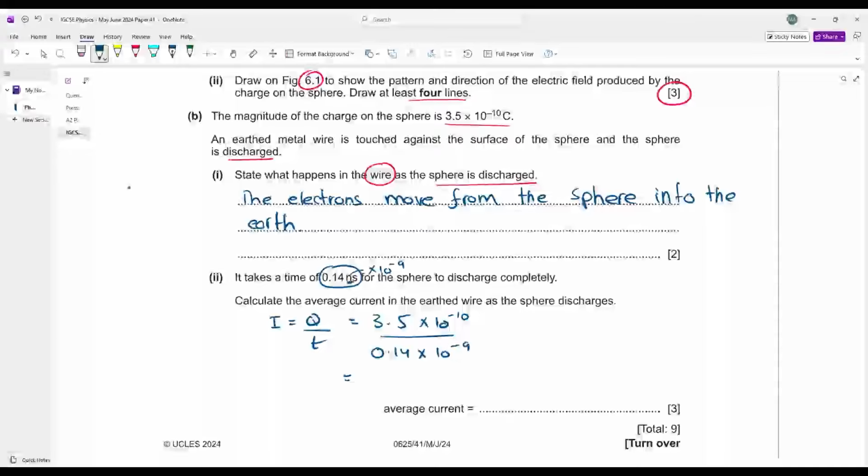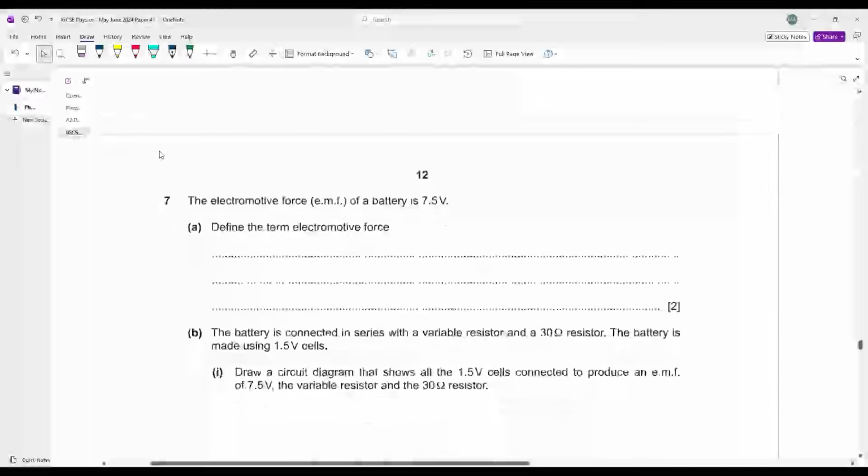Can you calculate the current? हाँ जी, current निकाल सकते हो आप. 3.5 × 10 raised to the power of minus 10 divided by 0.14 × 10 raised to the power of minus 9. Can you calculate the current? 2.5 ampere is your current. Simple as that, nothing complicated, easy.